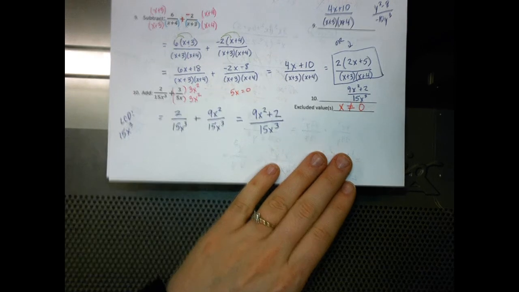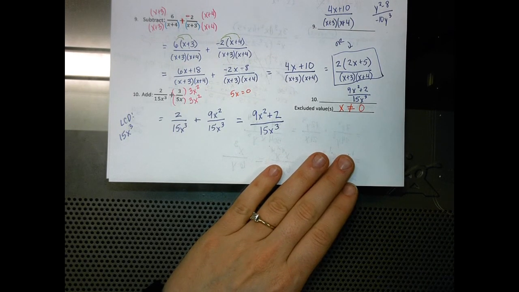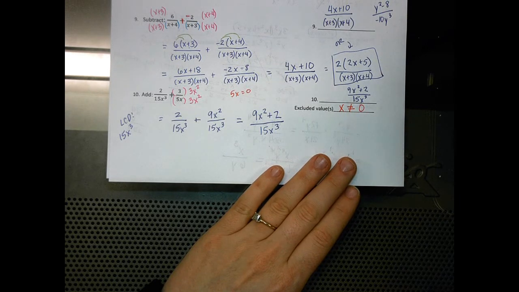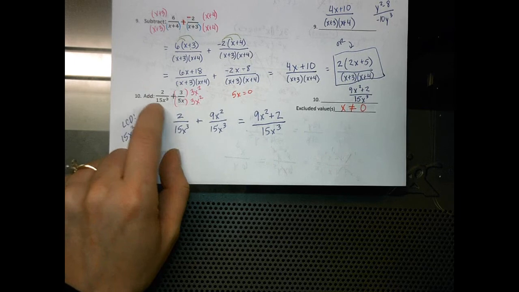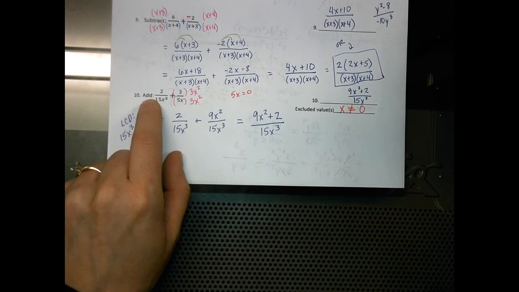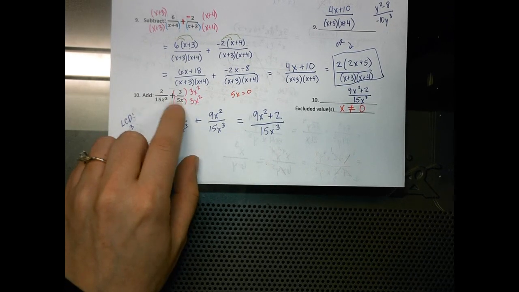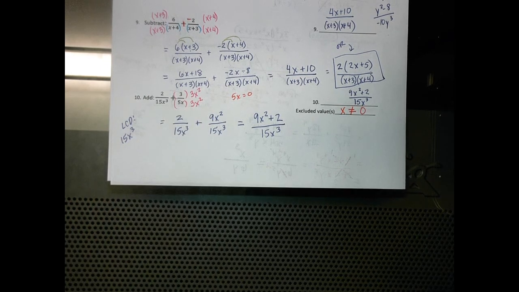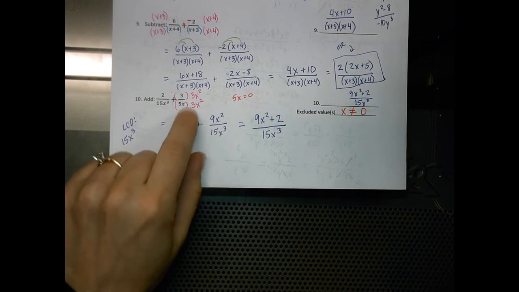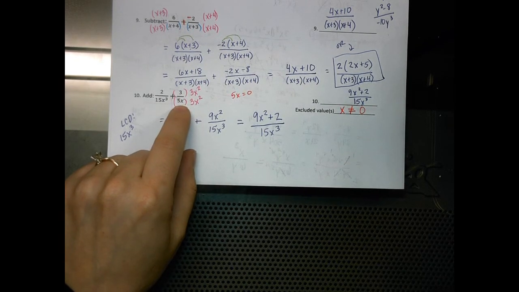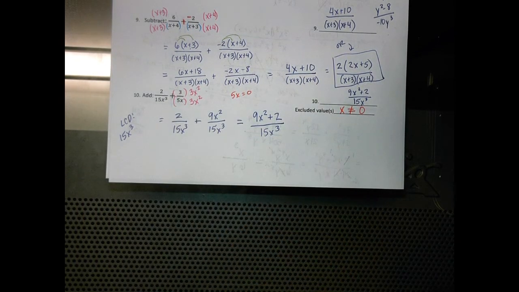Can x be equal to 5? Yeah. 5 cubed is going to give you 125 times 15 is a big number. 5 times 5 is 25. Can x be equal to negative 5? Yes. 5 times negative 5 is negative 25, not 0. Correct? All right, go ahead.